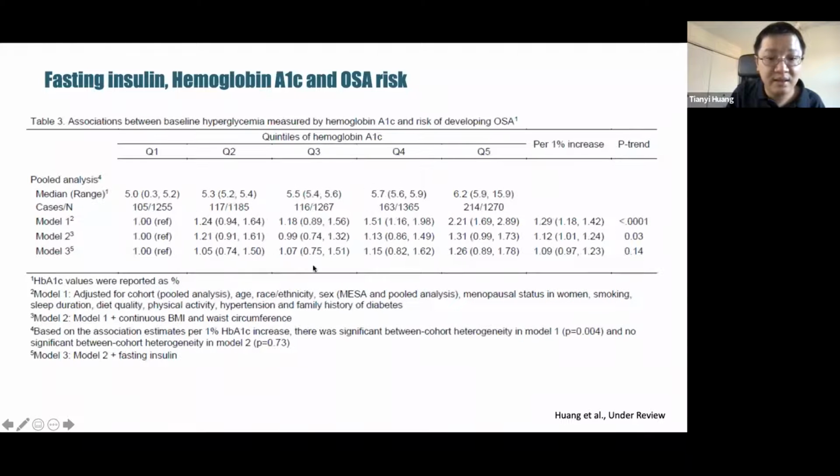And then we did a similar analysis for HbA1c. Again, in model 2, there is a strong positive association, which was attenuated after adjusting for adiposity measures. And in model 3, I think it's interesting that when we include fasting insulin in the model, the association with HbA1c is no longer significant. I think these results suggest that insulin resistance may be more important than hyperglycemia in promoting sleep apnea risk.